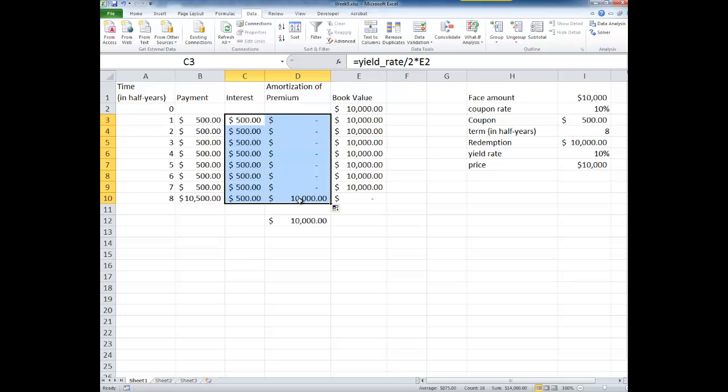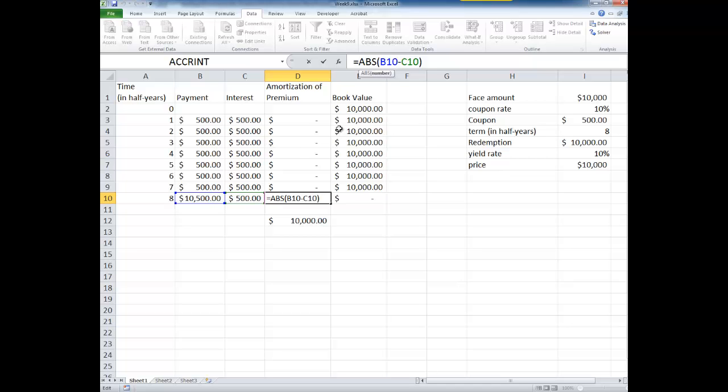Let's copy that down. And for the last one, I actually don't want to count the principal being paid back for that loan. So I'm going to adjust this formula and take out the redemption amount so that I get 0 there as well. And so that's what the table would look like for this bond.